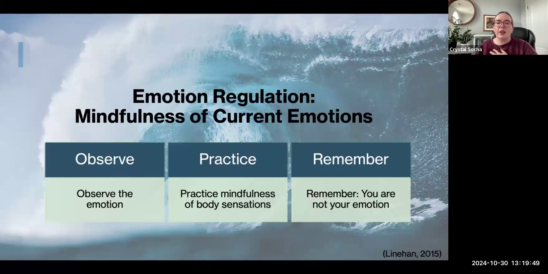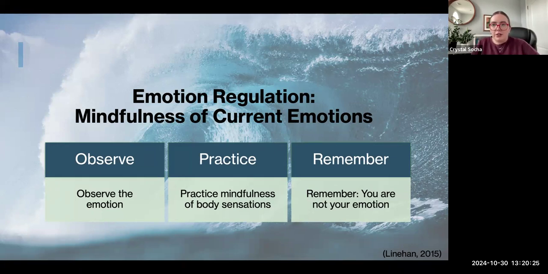Has anyone ever heard of the skill? This is my last actual question, I swear. Riding the wave, ride the wave of emotions. Maybe there's another phrase that you've heard. I'm most familiar with ride the wave. Anyone heard of that? Yes, I think so. For those of you that haven't, have no fear.